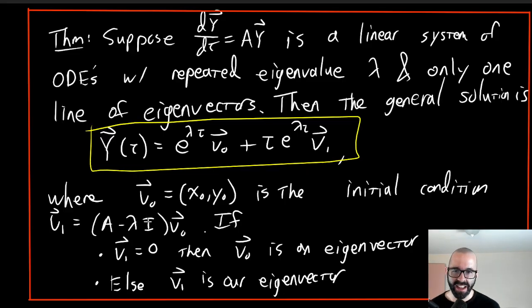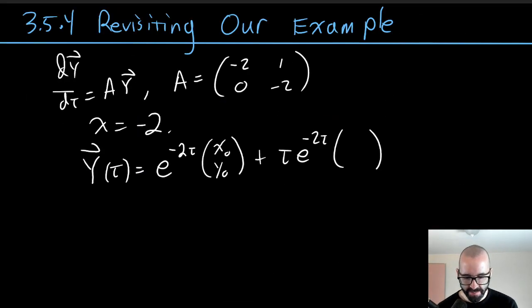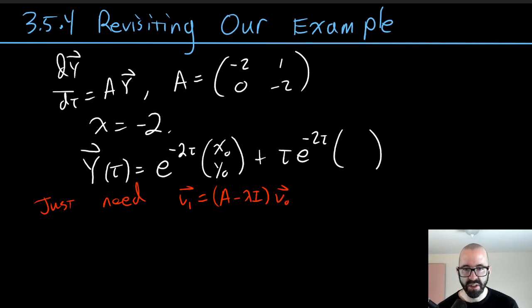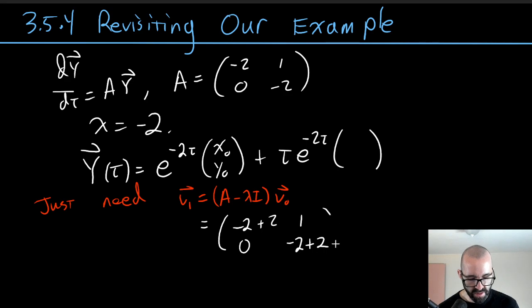So v1 is just A minus lambda I times v naught. A couple ways that you could calculate it, but let's just do it a little more straightforward. A is -2, minus lambda is +2, and then this is 1, this is 0, -2 again, minus lambda is +2, and again v naught is x naught, y naught.